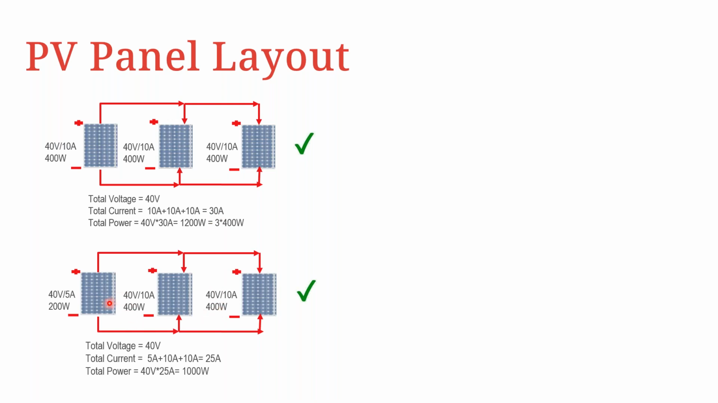Whereas, for example, if you have a 200-watt module mixed with a 400 and 400-watt, again your voltages will be the same, but the current is different on the 200-watt. So here we have an example where 40 volts is the total voltage, and your total current is your 5 amp plus 10 amp module plus another 10 amp module, which gives us a total of 25 amps available on that string. This will then be the total power: 40 volts times the 25 amps, because we've added them all together, which gives us a total of 1,000 watts.